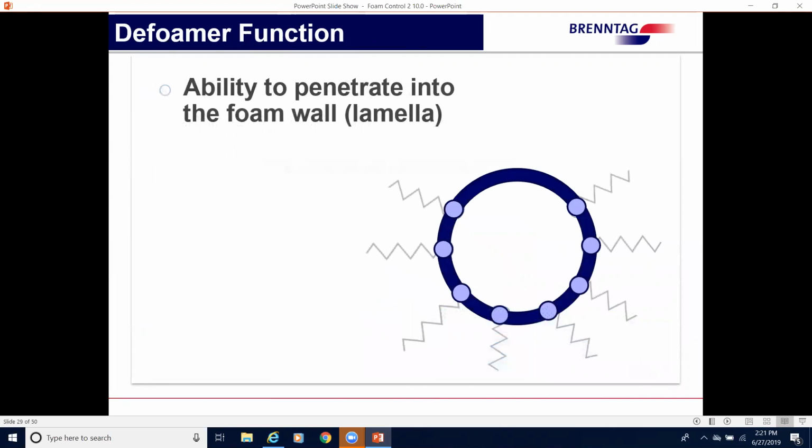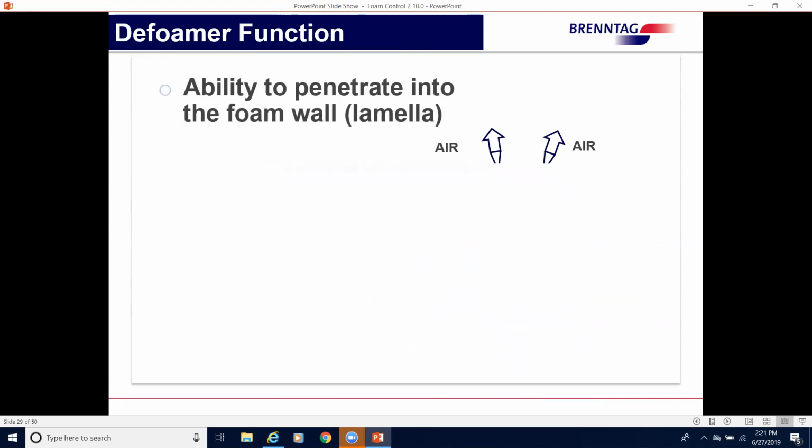So when we're talking about defoamers, what we want out of a defoamer is for it to penetrate the wall or the lamella, like we talked about earlier, of the bubbles that are present. So this is pretty much exactly what defoamers are designed to do. Defoamers actually contain, on a microscopic level, particles that essentially cut the side of the bubble, allowing for the trapped air or gas to escape up and out. So as you can see there in the little graphic example.